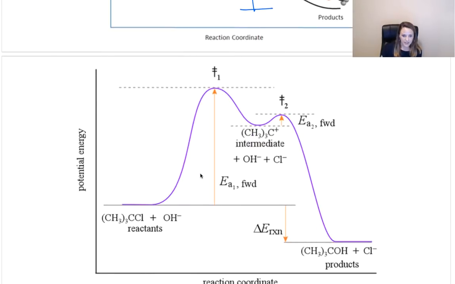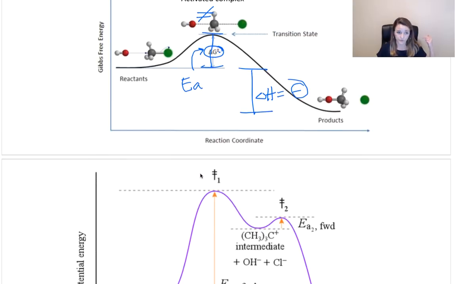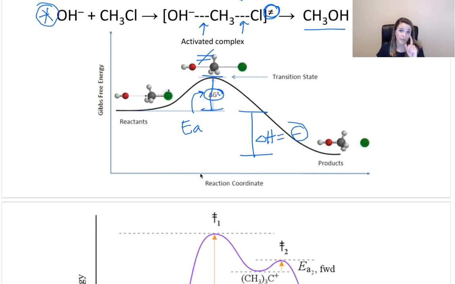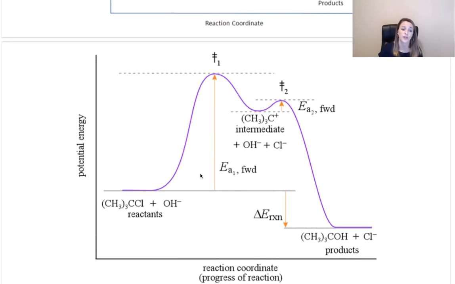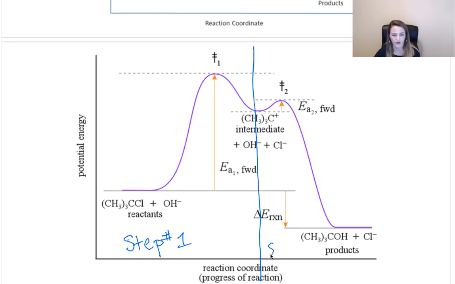All right, so let's look at an example here. The first one here is a one-step mechanism, so it just goes from reactant to products. Now this one is a two-step process, and you can probably see that by the fact that we have one bump, it levels off, and then another one. So right away you can come over here and draw a line right through that spot. So on the left side we have step 1, and then on the right side you have step 2.